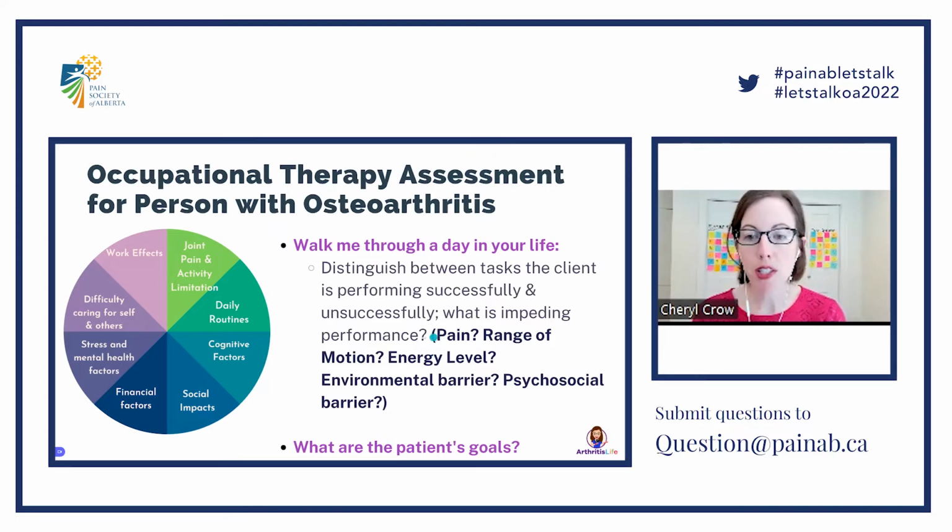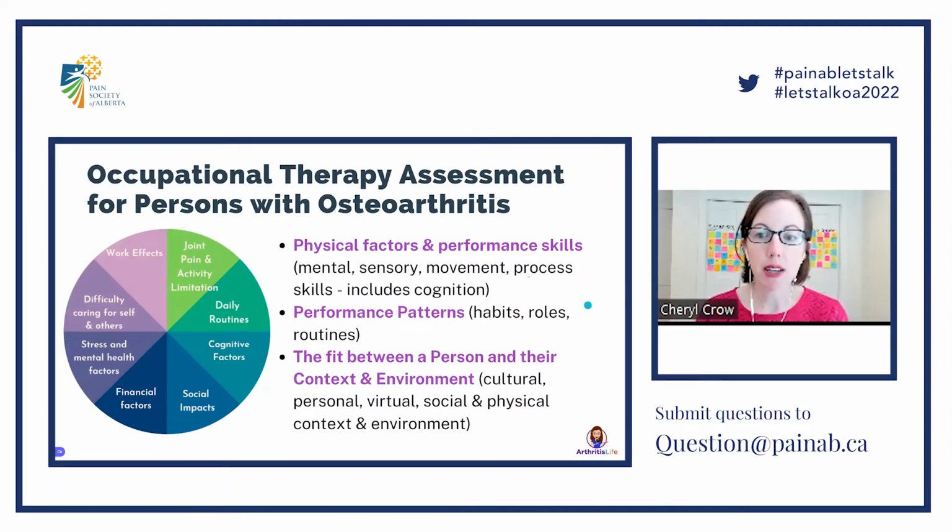So we really want to first know what the difficulty is. And then we're kind of like a life skill detective, helping the client figure out where the breakdown is occurring and what the patient's goals are. What do they want to be able to do as a result of occupational therapy? We also look at the physical factors in their performance skills, things like range of motion, strength, and mental, cognitive abilities, and then their patterns. What's the day in their life like? What are their weekly, monthly, daily routines? And then how good is the fit between the person and their environment?